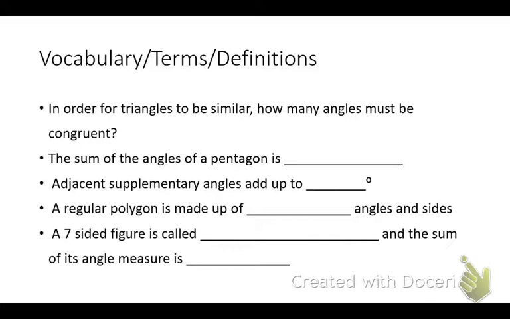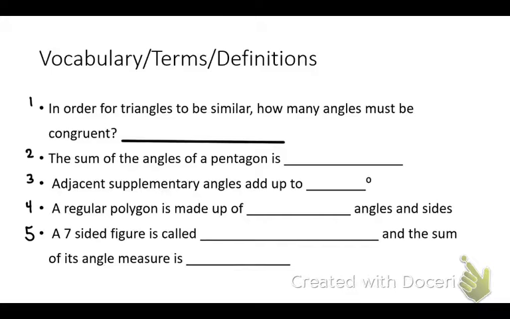Now we're getting into our chapter 3 content. First off, we're going to start off with some vocabulary terms and definitions. First question: in order for triangles to be similar, how many angles must be congruent? I want you to answer each one of these. We can number them 1, 2, 3, 4, and 5.